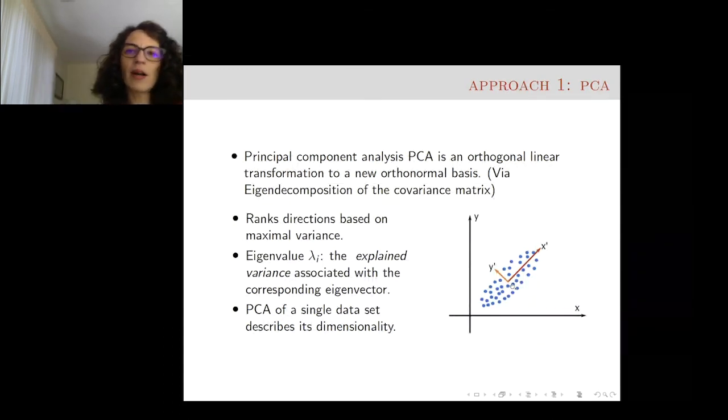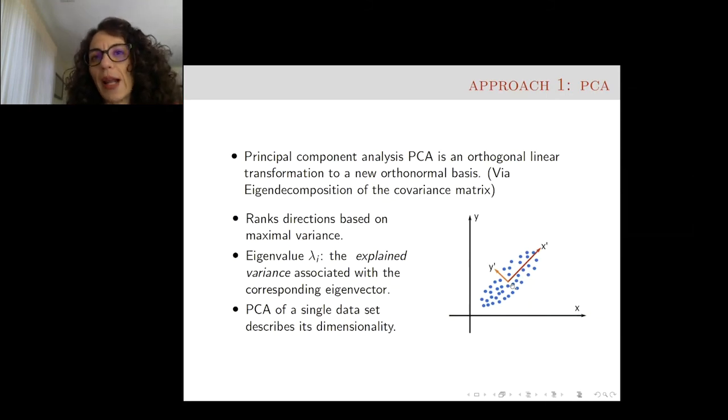The next quantity that comes with this approach is, of course, the eigenvalue lambda i, which is associated with the i-th direction. That's the explained variance associated with the corresponding eigenvector, and it tells us how much variance there is. For an intuitive understanding of what PCA does, it describes the intrinsic dimension of your data set. Maybe your data set had a lot of noise, but if there are five principal components, then you say it's really intrinsically five dimensional, although it appeared to be much higher dimensional. Okay, so this is if we're applying PCA once.